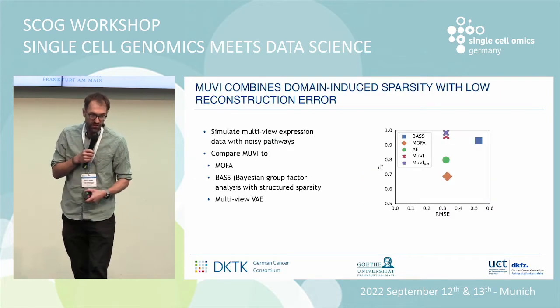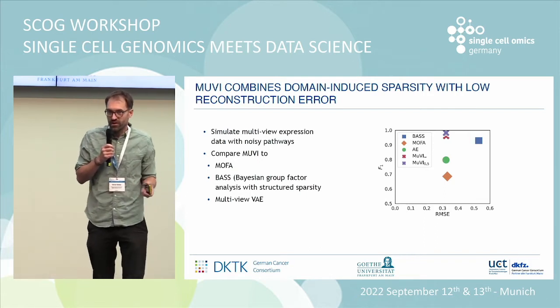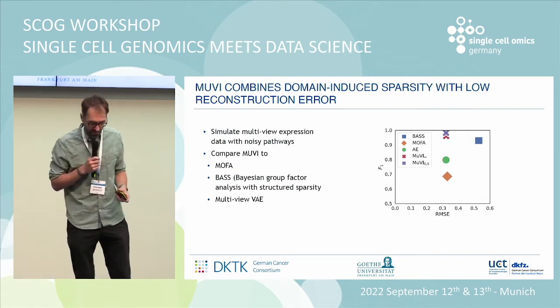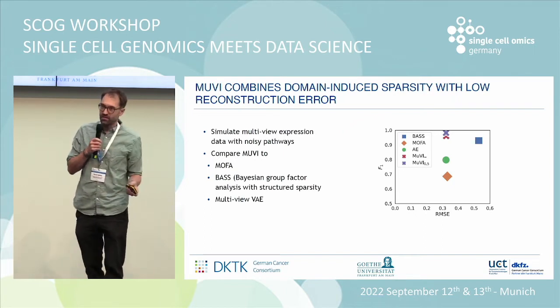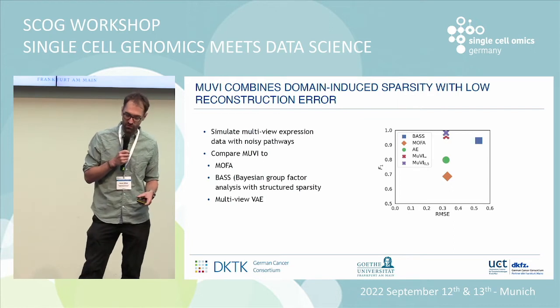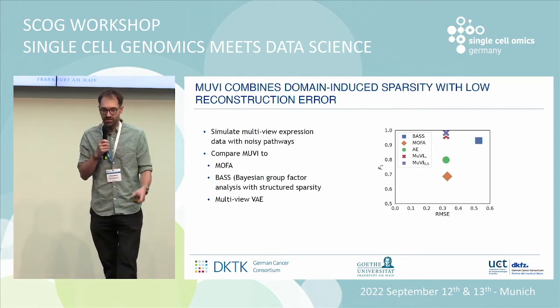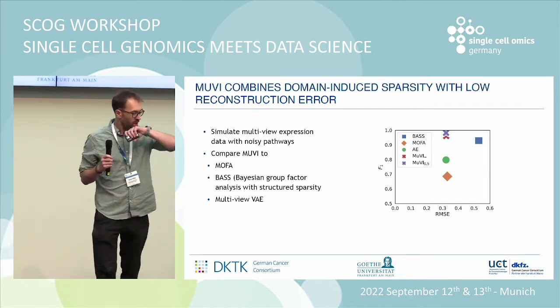So first of all, we compared it to other sparse models, right? Because this modified horseshoe prior is not the only way to induce sparsity in a model. In particular, MOFA has a spike and slab prior, BAS has a 3-parameter beta prior. Then you can use a VAE where you put an L1 regularization, you also get some sparsity, so there are lots of ways to do that.